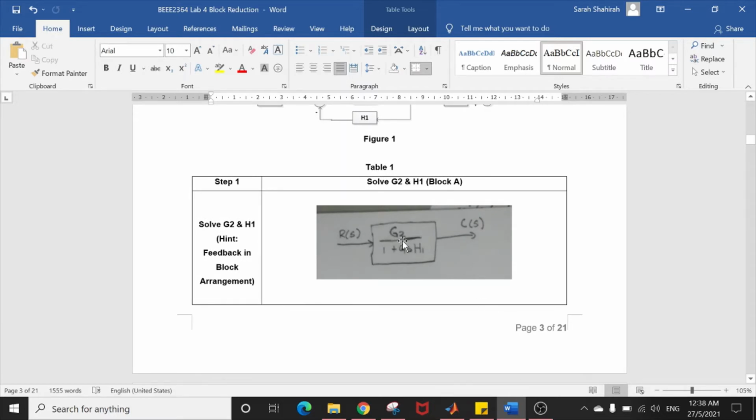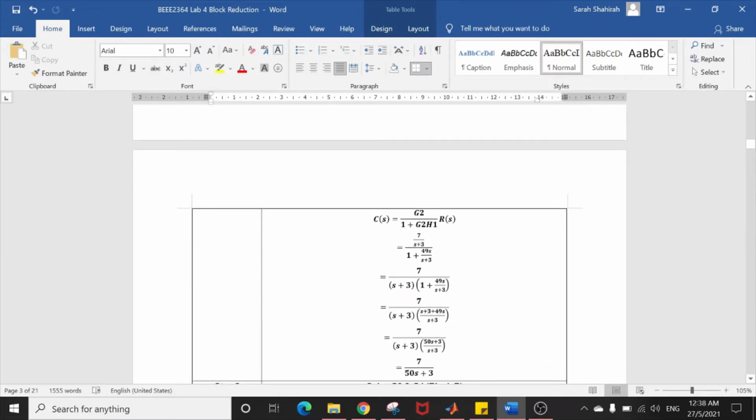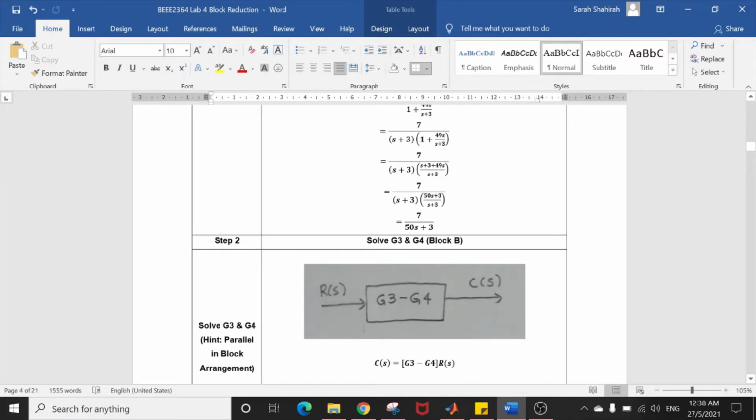is as the block reduction method for feedback, and by using the formula of G2 over 1 plus G2 H1. And the answer after transferring to TF function is 7 over 50s plus 3.